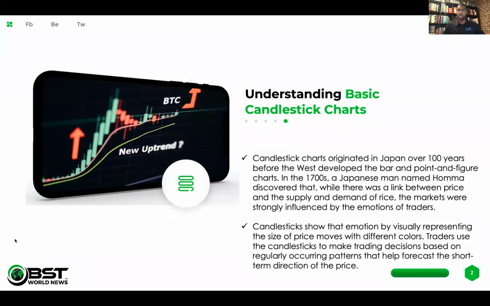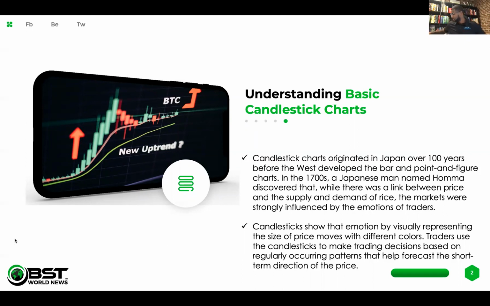Candlestick charts originated in Japan over 100 years before the West developed the bar and point and figure charts. In the 1700s, a Japanese man named Homma discovered that while there was a link between price and the supply and demand of rice, the markets were strongly influenced by the emotions of traders. Candlesticks show that emotion by visually representing the size and price moves with different colors. Traders use the candlesticks to make trading decisions based on regularly occurring patterns that help forecast the short-term direction of price.